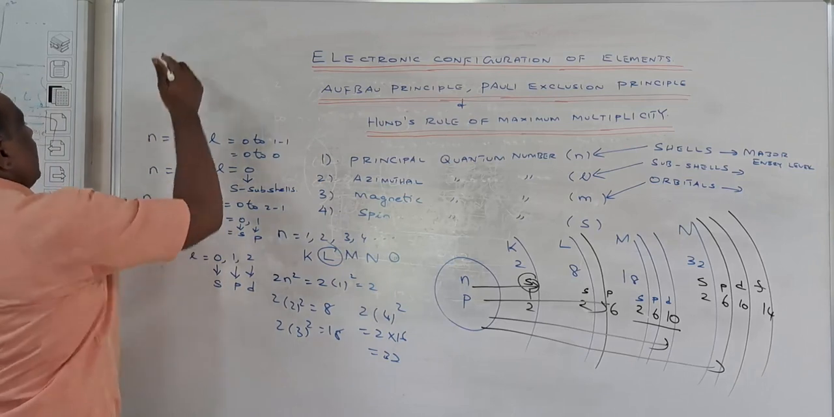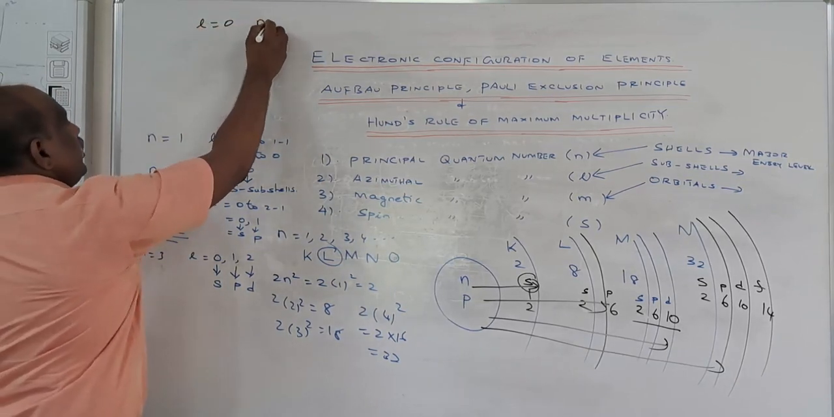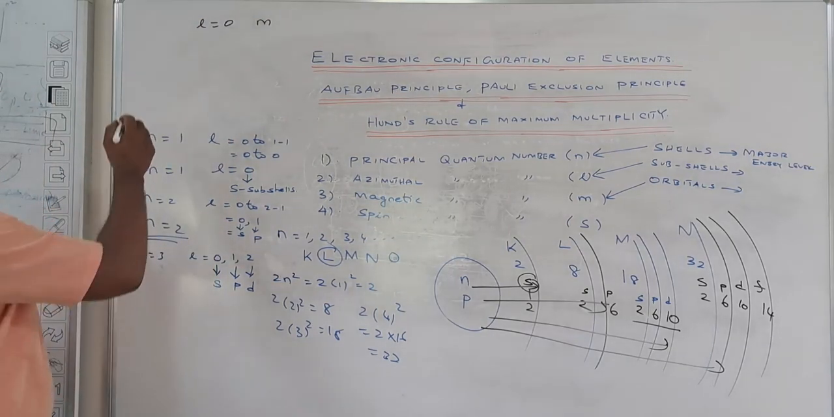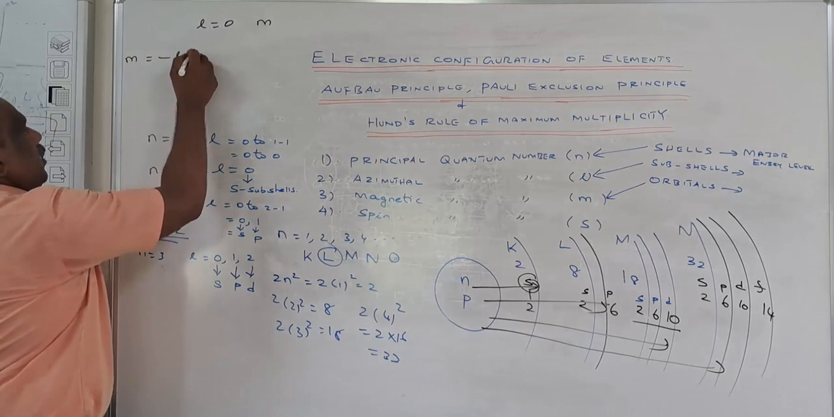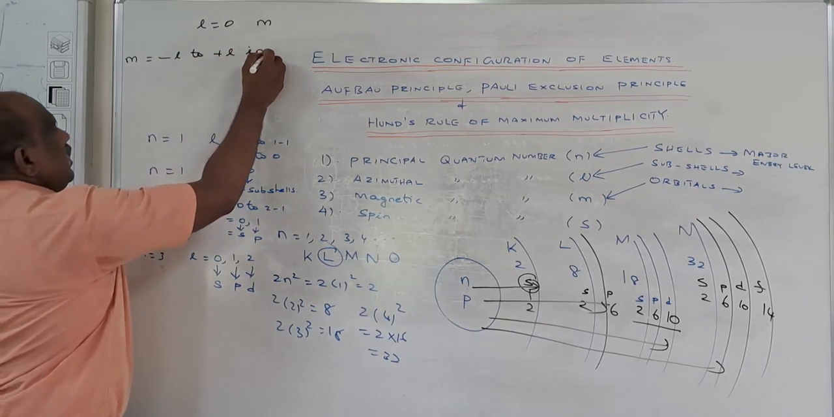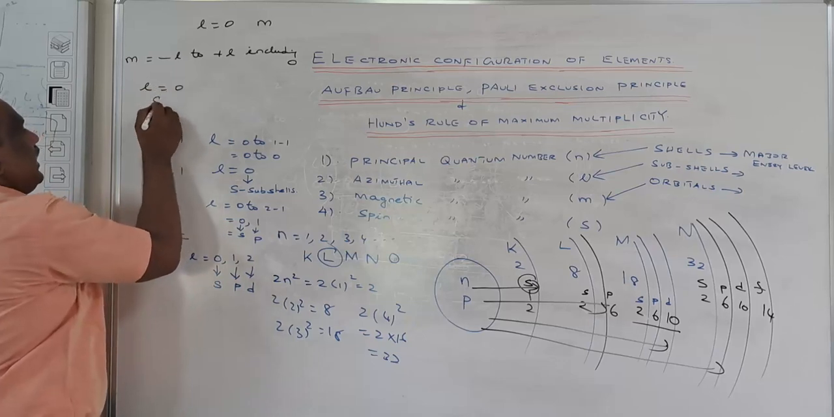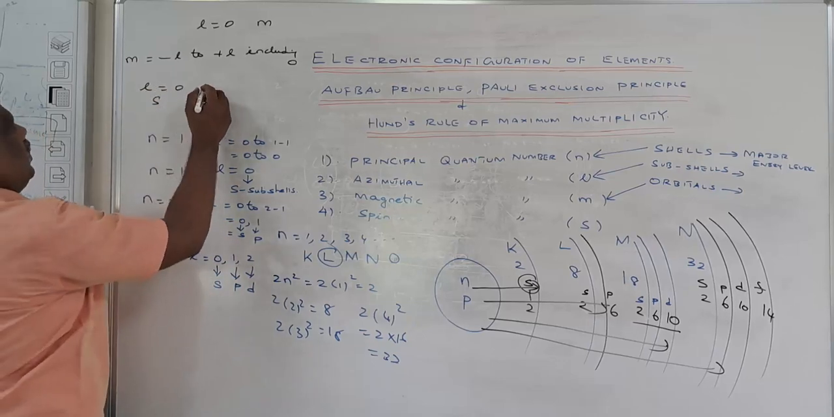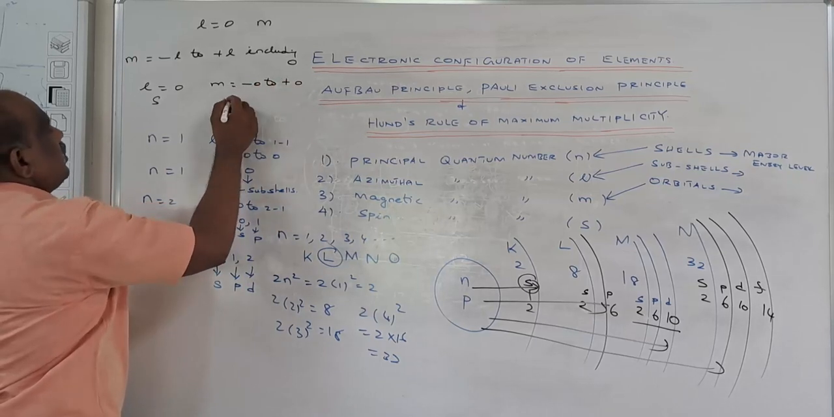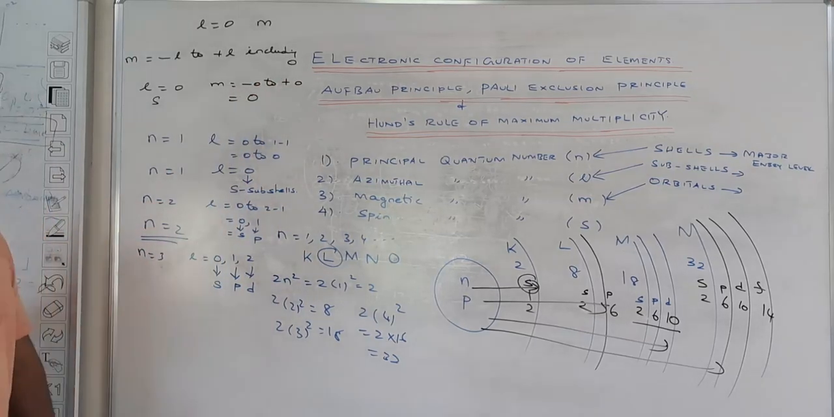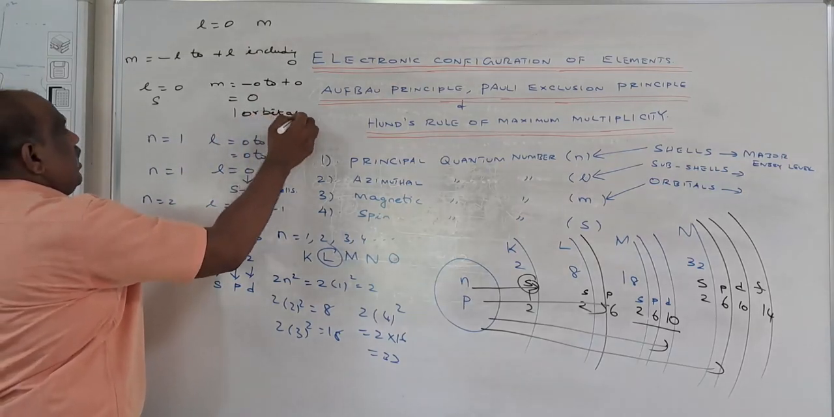So let us try to move from L to the magnetic quantum number. L is nothing but the secondary quantum number. From here we will move to the magnetic quantum number. The formula to find M is minus L to plus L, including 0. So when L equals 0, it's called the S subshell. So M will be minus 0 to plus 0, including 0. So it's 0 only, which means it has one orbital. The S subshell has one orbital.